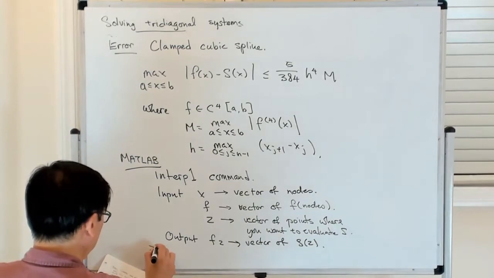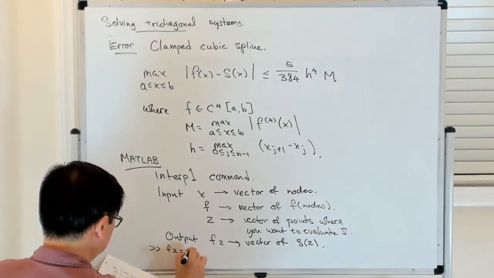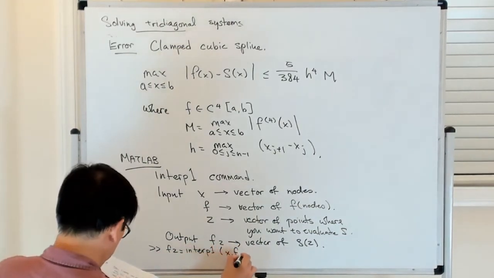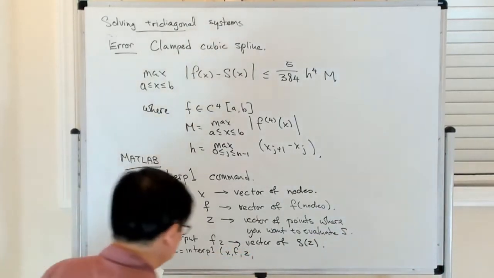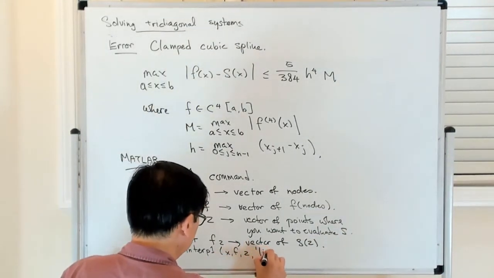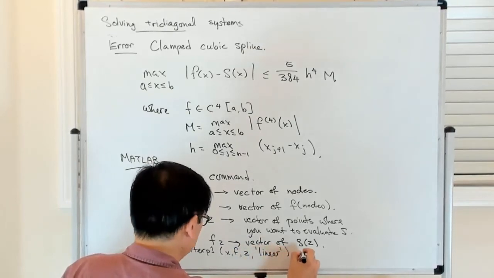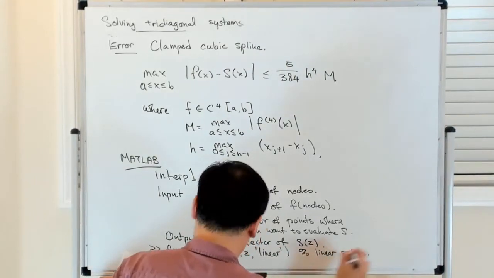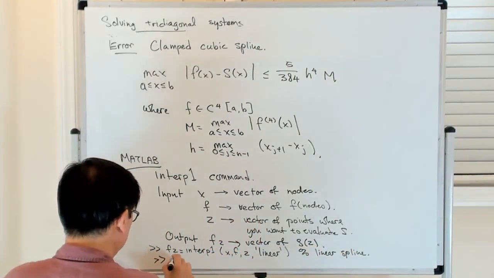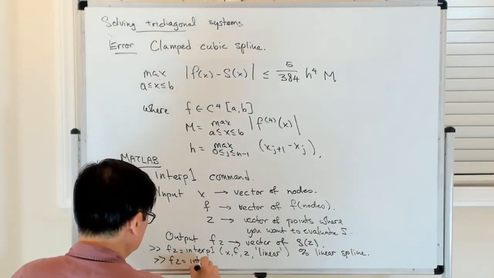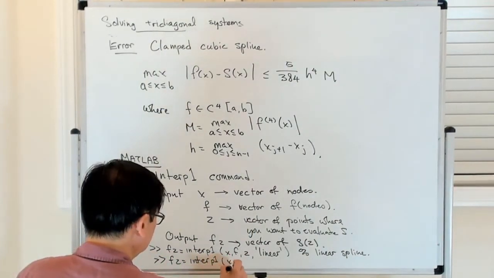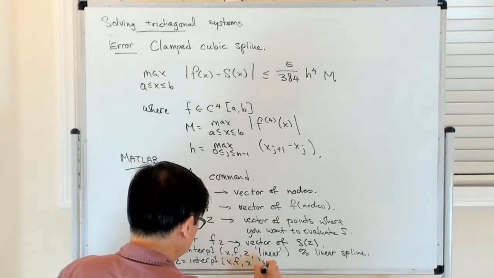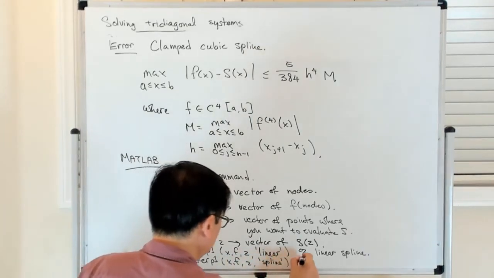And so the way you call it is fz is equal to interp1 x f z, and if you want to do linear interpolation, you just call linear. So this is piecewise linear splines. And then if you want to do cubic, it's the same routine, except that instead of linear, you just call spline. And then this is cubic splines.